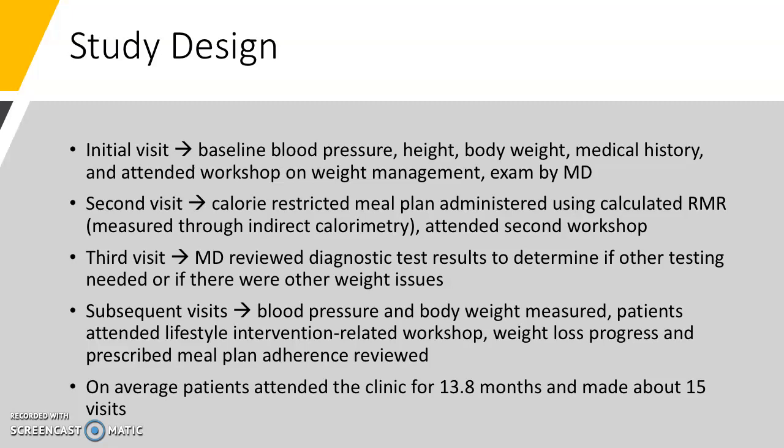At the second visit, they were given a calorie-restricted meal plan, and they came up with this meal plan by calculating the RMR through indirect calorimetry. Patients were either given a 500 or 1,000 calorie restricted diet, depending on their BMI and other factors. And then they also attended a second workshop that would talk more about meal planning, strategies for weight loss, and different aerobic exercises that they could do.